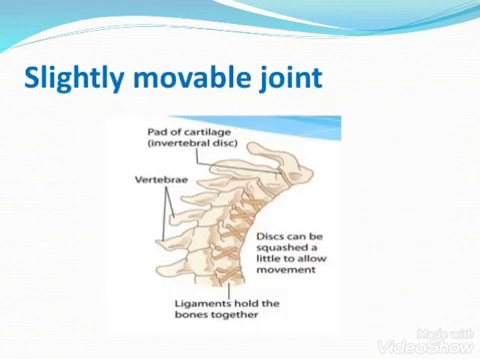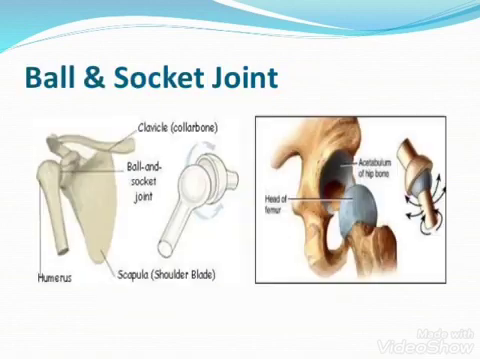The next are the slightly movable joints. These joints allow very little movement due to the presence of a pad of flexible cartilage between their ends. For example, the joints present between adjacent vertebrae. Adjacent vertebrae means the vertebrae which are joining together. In the backbone, they allow only slight movement, and this kind of joint provides more support to our body. So our spine consists of these joints. They provide support to our body and help our body to stand upright.